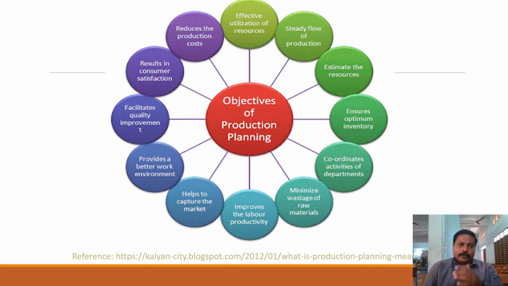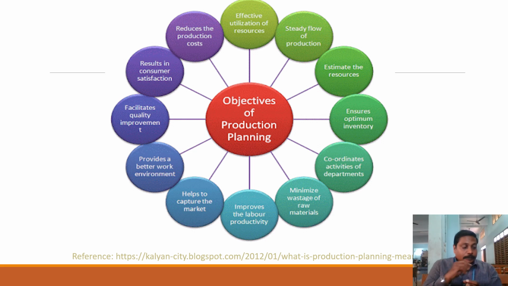Now we can move on to this slide, which shows the objectives of production planning. I have mentioned 12 objectives, and among these 12, I have picked seven important objectives of PPC. First one is meet the customer demand. You should meet the customer demand at the right time and in the right place.